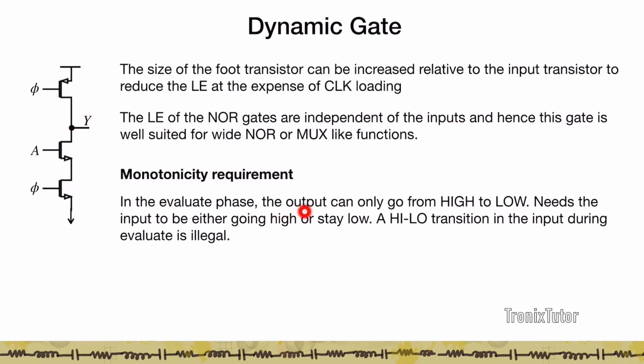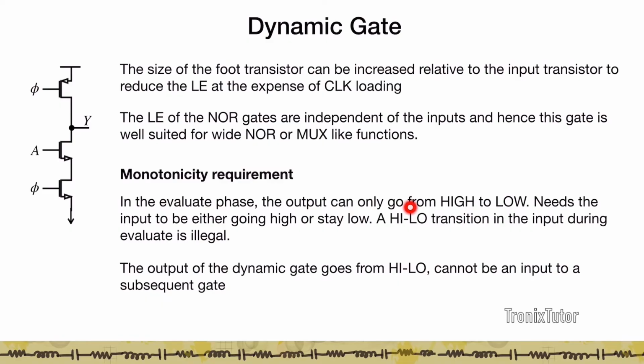Which means that in the evaluate phase, we have a restriction that the output can only go from high to low, which means an input has to go from low to high, because this is generally an inverting configuration. So we say that when you're designing dynamic gates, a high-low transition at the input is illegal. And since the output is a high-low transition, intrinsically this gate cannot be cascaded, because the output of the gate cannot be an input of a subsequent gate.